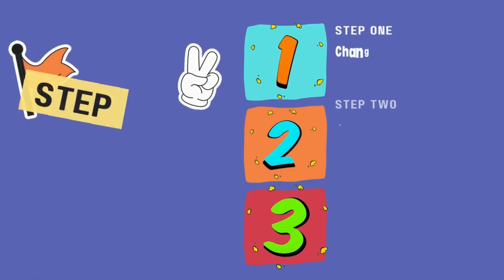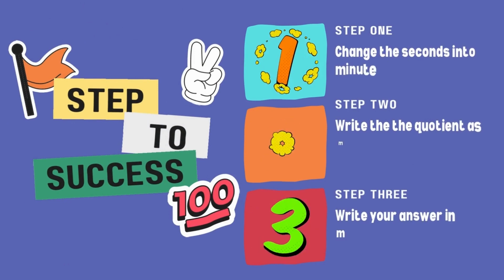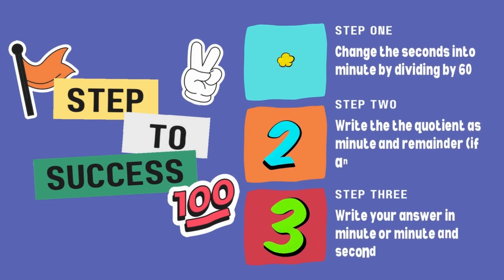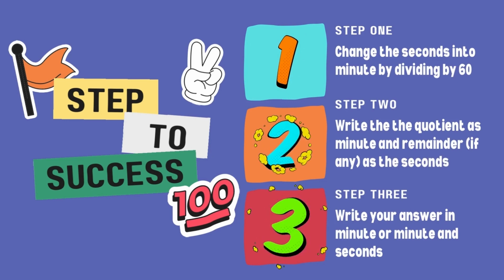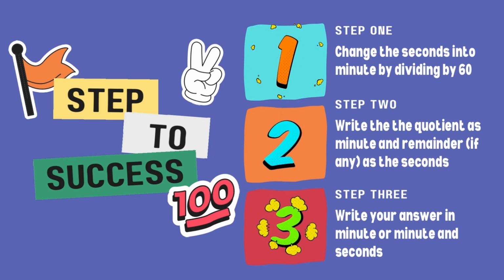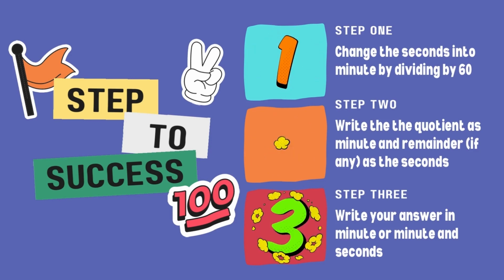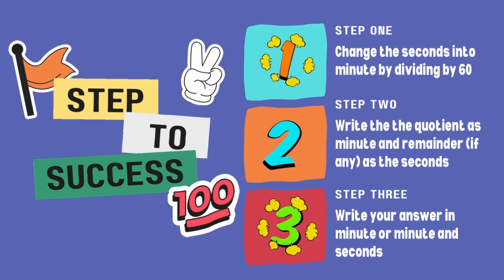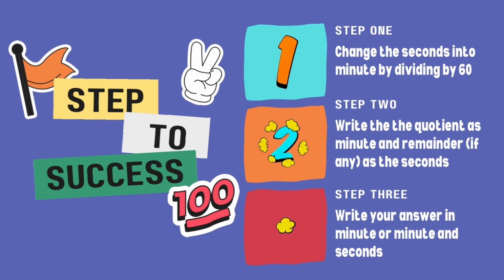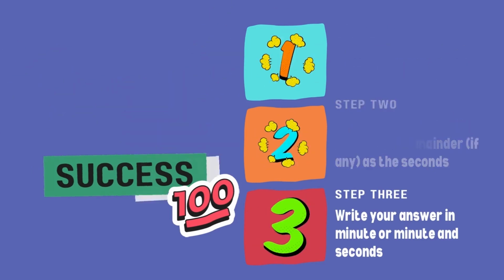All right. Now, here are your steps to success. Have a read. For step 1, we need to change the seconds into minutes by dividing by 60. If you can remember last week, because we were doing minutes to seconds, now we are doing seconds. Instead of multiplying, we're going to divide, okay? Step number 2, we're going to identify the quotient as minutes as well as the remainder as the seconds. And step 3, as usual, you're going to write your final answer in minutes or in minutes and seconds.